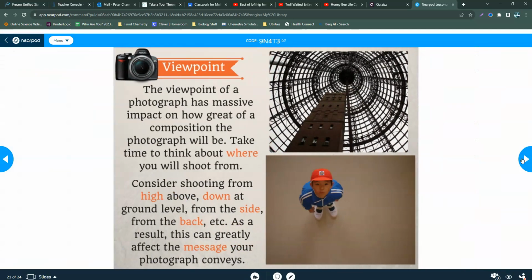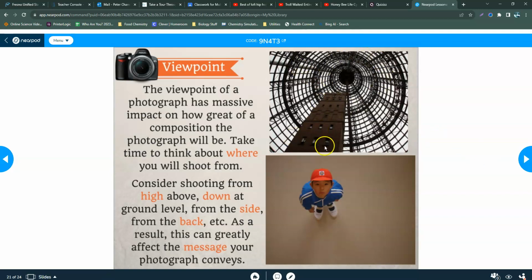Okay, moving on. The next element is viewpoint. The viewpoint of a photograph has massive impact on how great of a composition the photograph will be. Take time to think about where you will shoot from. Consider shooting from high above, down at ground level, from the side, from the back, etc. As a result, this can greatly affect the message your photograph conveys.